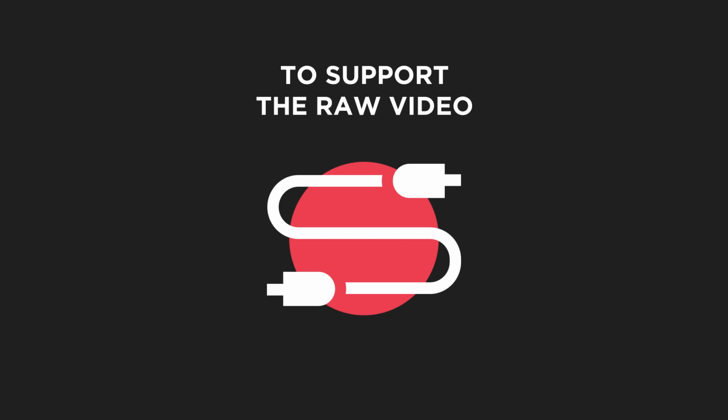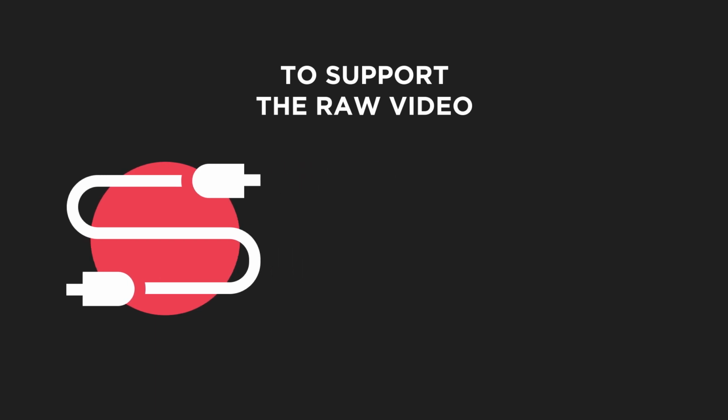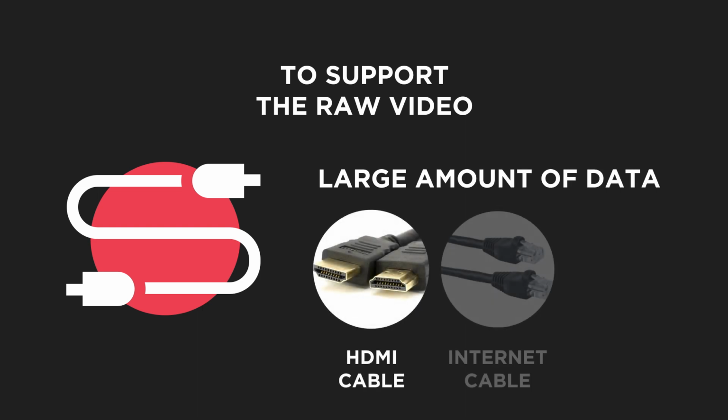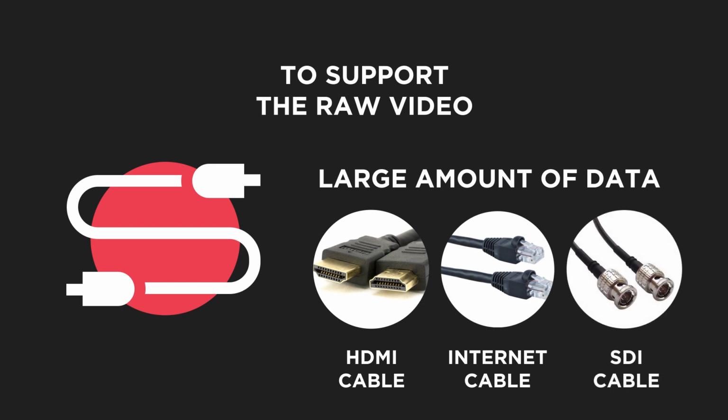To support the raw digital video signal coming out of the camera, we use a cable. To transfer this signal, the cable must be able to handle large amounts of data. HDMI or Ethernet cable can be used in some cases, but most often a 4K signal transferred over a long distance requires an SDI cable that can manage the bandwidth requirement.